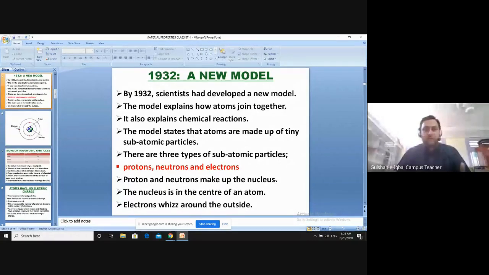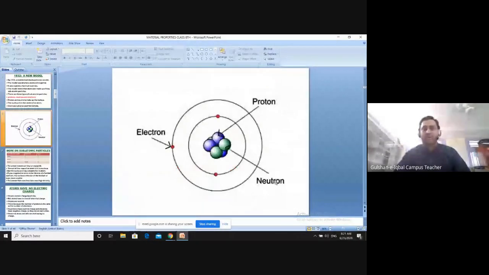Okay, so this is a new model, and again, I'm telling you that this model was made after a lot of efforts. A lot of scientists made a lot of predictions, a lot of experiments were carried out, and after those experiments and predictions, this new model of atom was possible. This was the modern model of the atom.